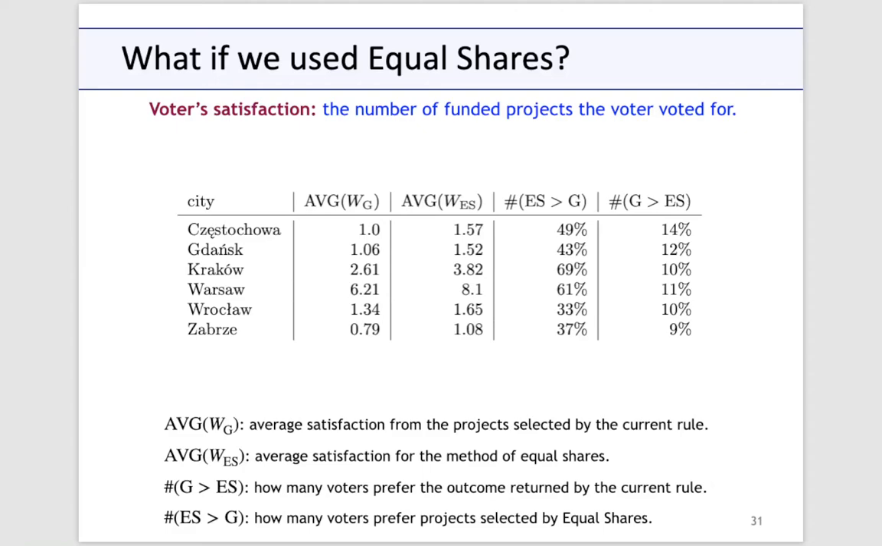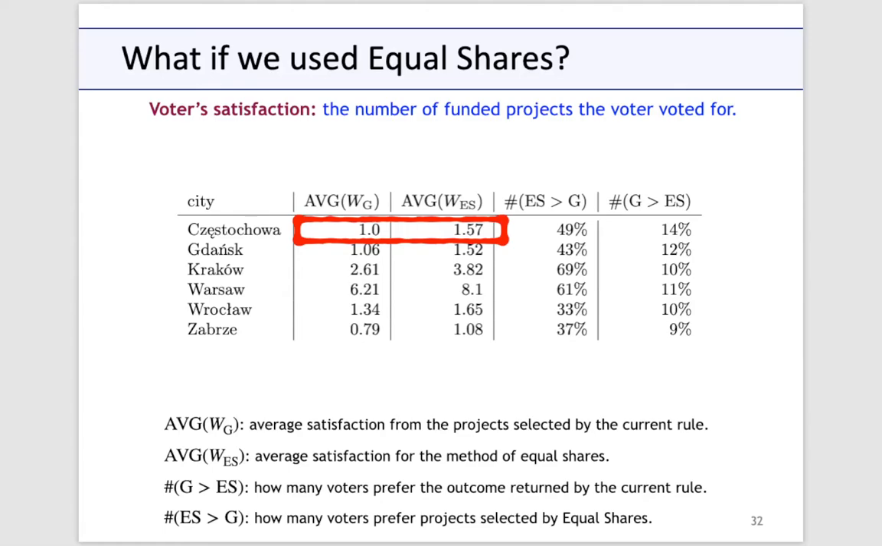This table compares the average satisfaction of the voters from the outcomes returned by the greedy rule and by the method of equal shares. For example, we can see that in Częstochowa, if we use the greedy method, as is done today, then the average satisfaction of the voters would equal 1. This means that those voters, on average, would approve one of the selected projects. At the same time, if we use the method of equal shares, then the average satisfaction of the voters would be significantly higher. It would equal 1.5.